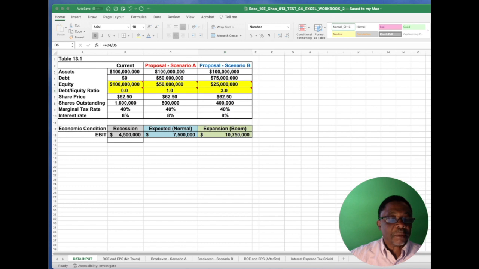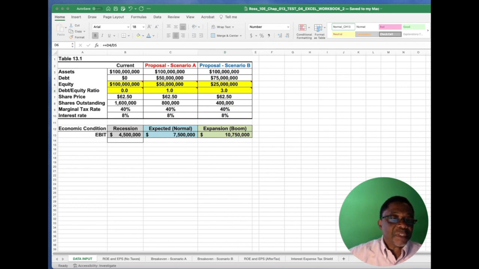This Excel workbook is going to help you understand the relationship between leverage in the capital structure of a firm, earnings, and the value of the firm. In Chapter 13, we learned that the capital structure of the firm can vary in terms of the proportion of leverage that's used on the balance sheet to support the firm's assets. And again, when we use the term leverage, we're talking about the amount of debt that the firm uses to support its assets versus equity.